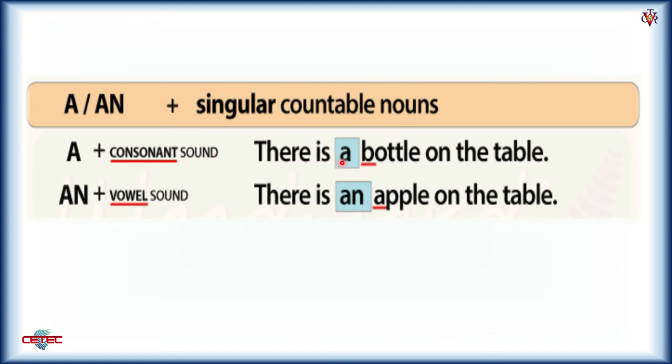There is a bottle on the table. Here, the first letter is a consonant. Here, a, then consonant. An, plus vowel sound. There is an apple on the table. Here, the word an and the next letter is a vowel. So that's part of the reason why we have to be careful how we use a or an.